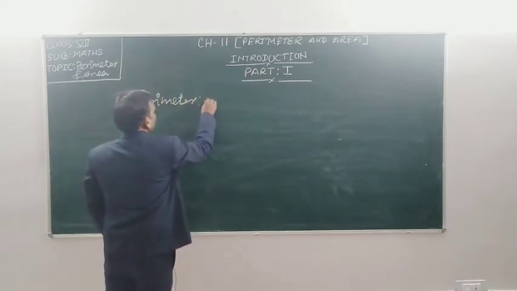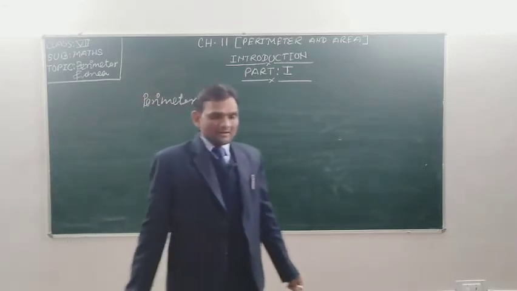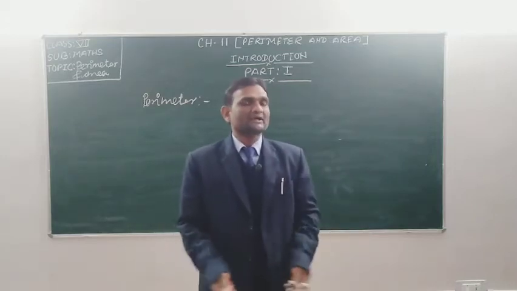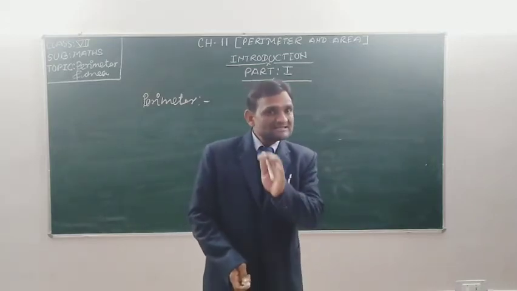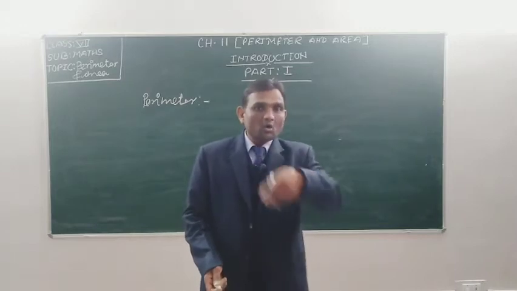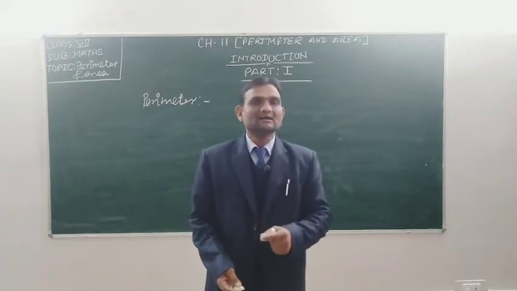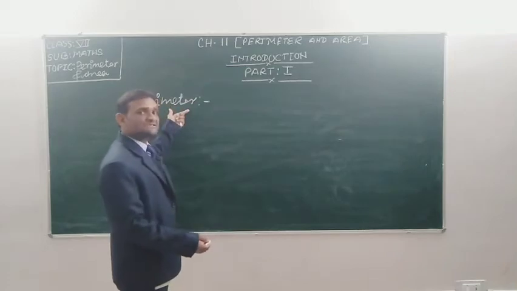Student, firstly, I am going to write the definition of the perimeter. In simple words, you can say that the distance around a closed figure is called its perimeter.